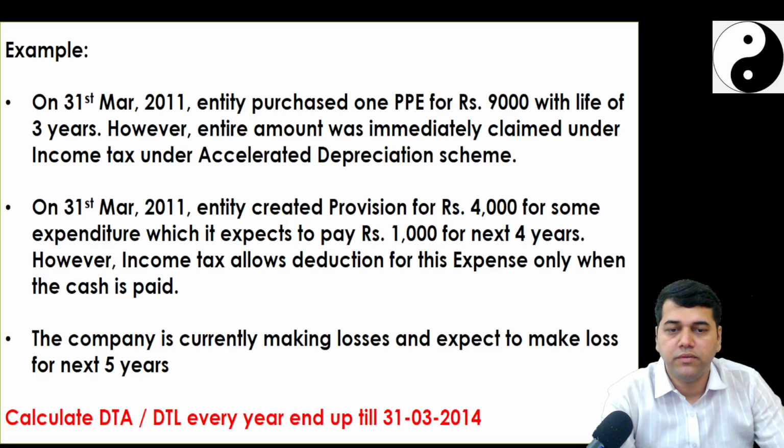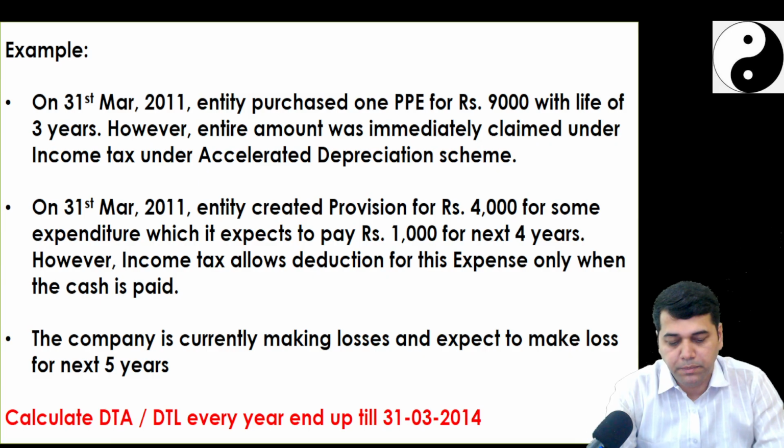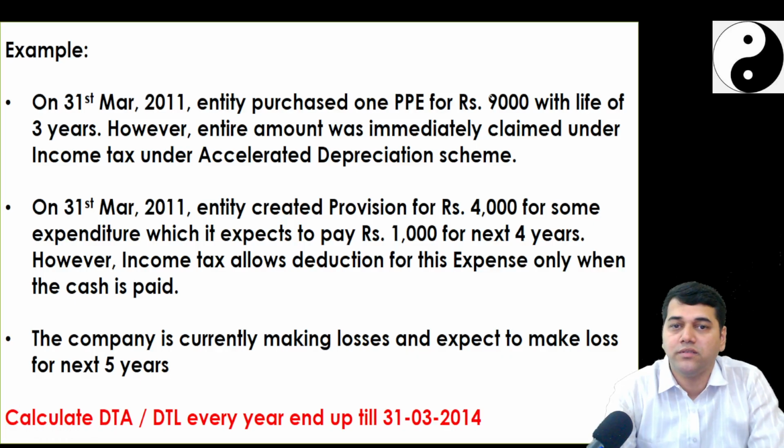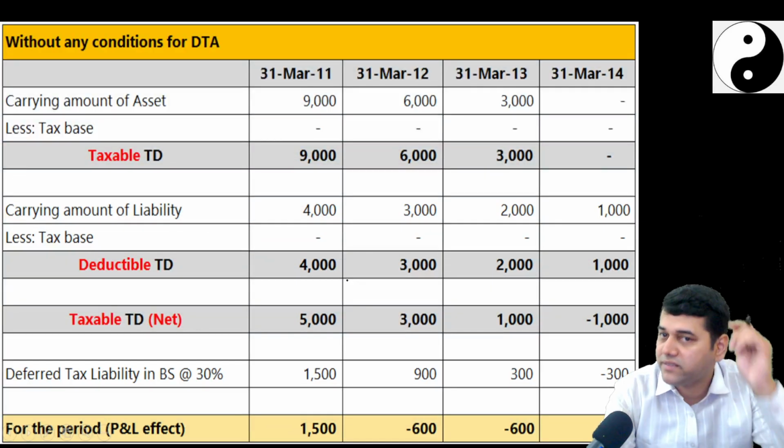Yeah, this example we discussed previously, no? You had got a PP. That PP is 9,000 and 4,000, we discussed, no? Life of 3 years, accelerated depreciation scheme, they claimed under full provision of 4,000, which is going to get reversed. We discussed, no, as an example.